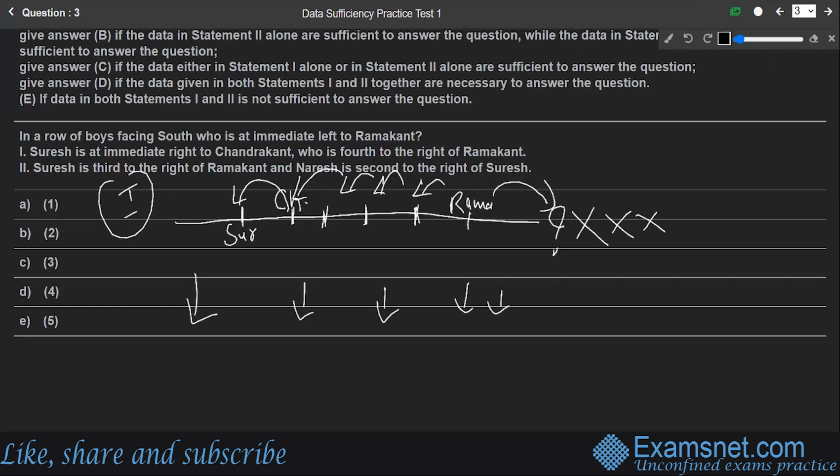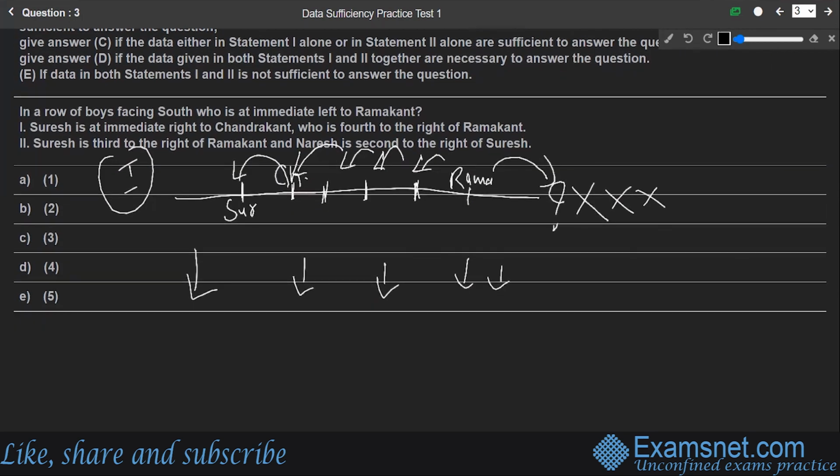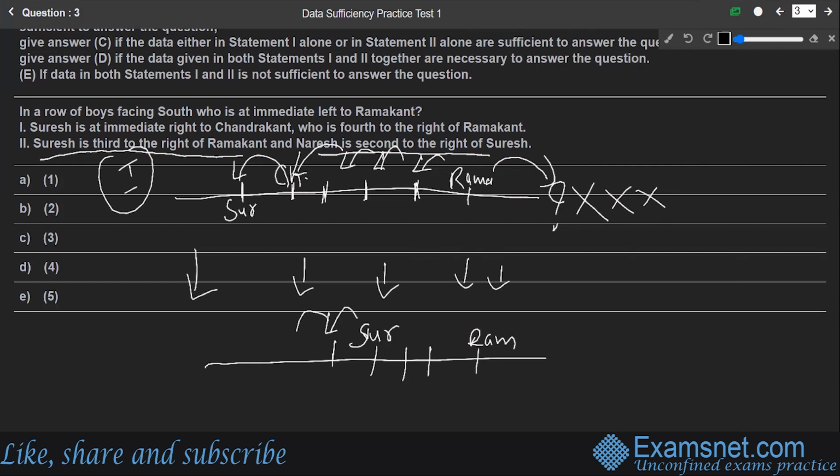Now let's check statement number 2. Statement number 2 is Suresh is third to the right of Ramakant. Let's make a different arrangement. Let's say Ramakant is here. Suresh is third to the right of Ramakant: first, second, and third. So here is Suresh. Now they are saying Naresh is second to the right of Suresh: first right of Suresh, and second right of Suresh is Naresh. Now this is the situation.